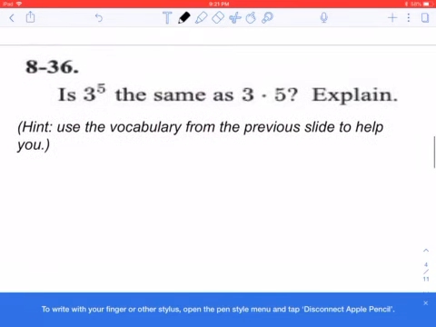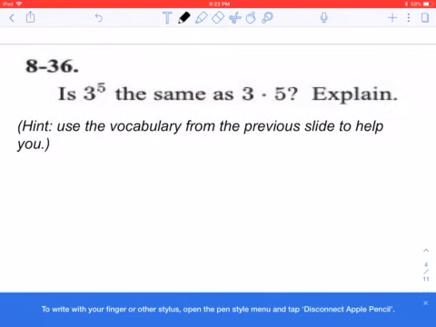So here's something to think about. Is 3 to the 5th power the same as 3 times 5? Why don't you pause this and see if you can figure this out? And then you can resume it in a second and I'll work through it. Okay, so you're back.